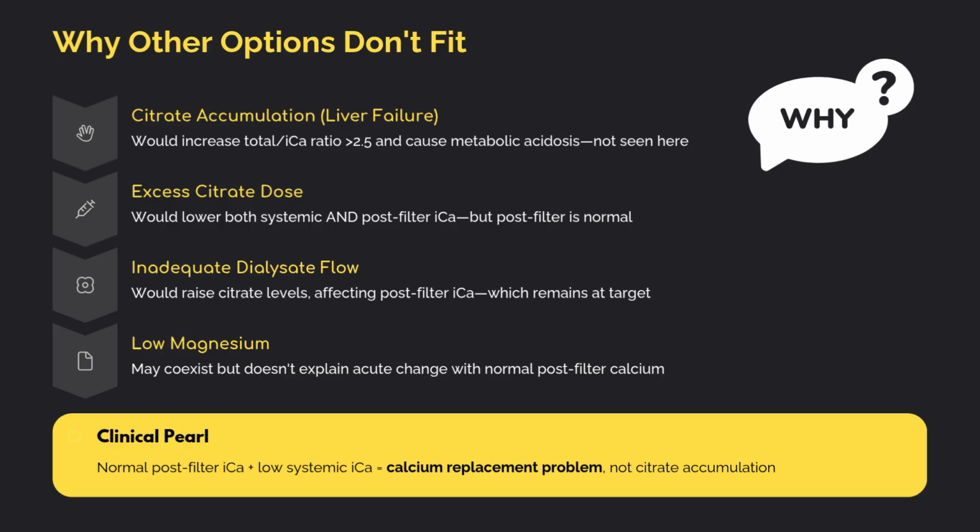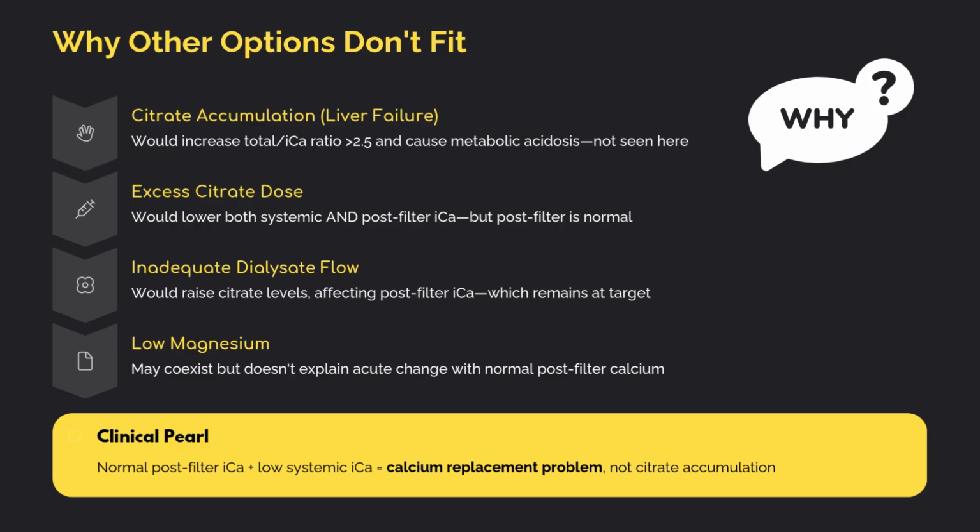Let's look at why the other options don't fit the scenario again. First, citrate accumulation like in liver failure would raise the total to ionized calcium ratio above 2.5 and cause metabolic acidosis, and this is not what we are seeing in this case. Next, excess citrate dosing. If that were the case, both systemic and post-filter ionized calcium would drop. But in our patient, the post-filter value is perfectly normal, so that doesn't add up either.